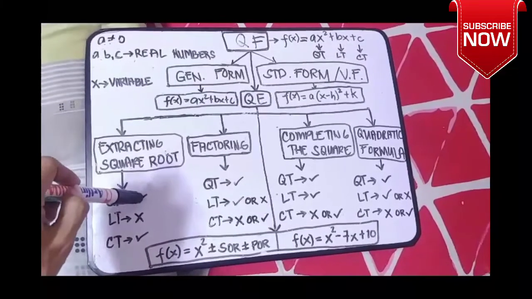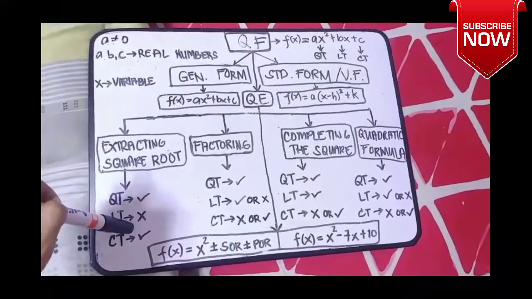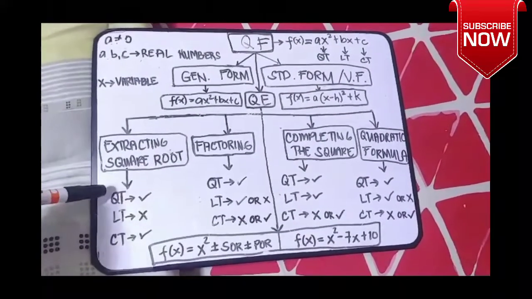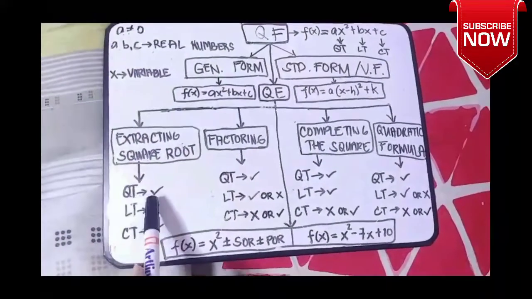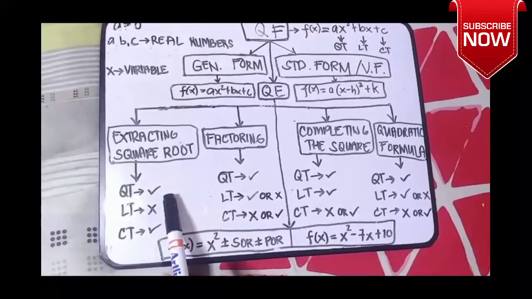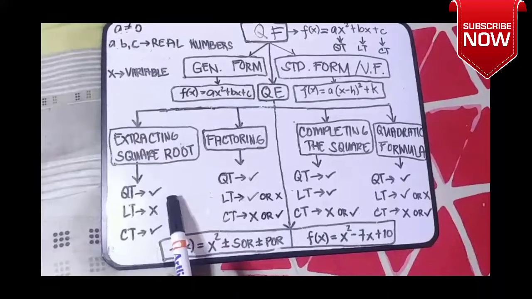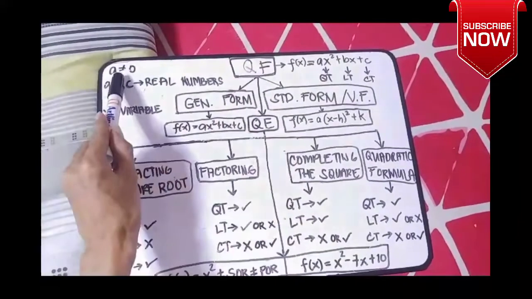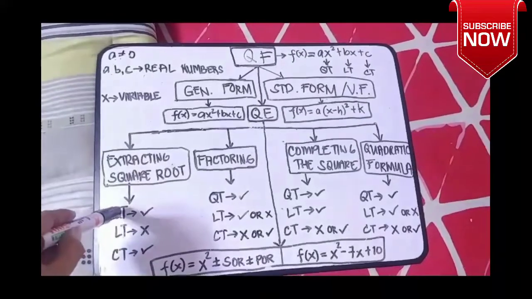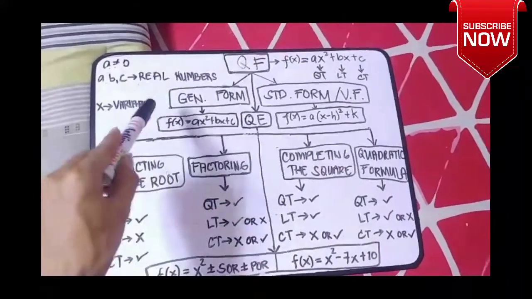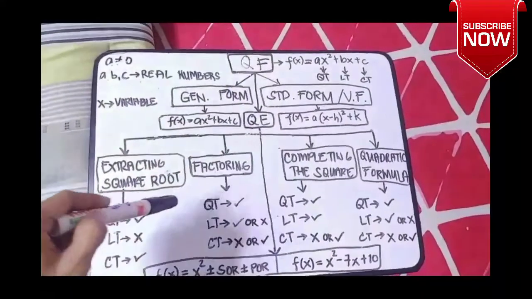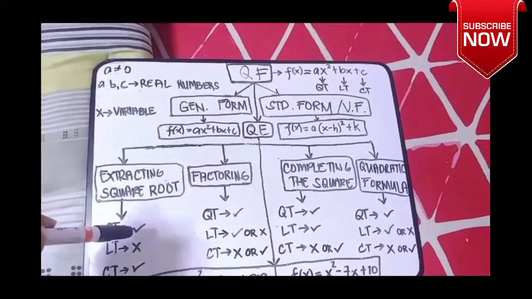Lahat ng nakikita natin na check, that means a term is present, at ang X, a term is missing. At kung mapapansin natin, lahat ng QT or quadratic term sa four different methods ay present dahil naka-check. Why? Dahil according sa quadratic function, a is not equal to 0. That means, ang quadratic term o ang numerical coefficient ng x squared, which is a, ay hindi pwedeng maging missing.